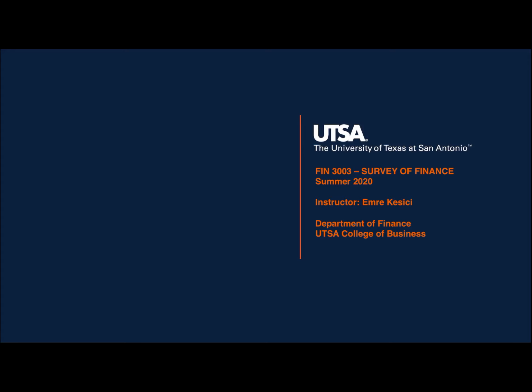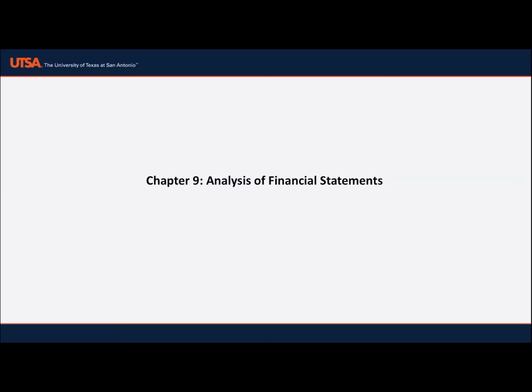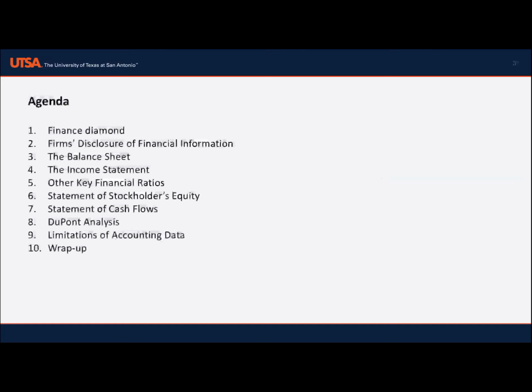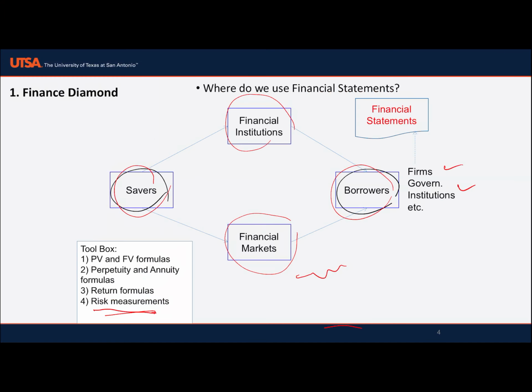Today we will cover Chapter 9, Analysis of Financial Statements. Today's agenda is I will give the finance diamond figure and explain the analysis of financial statements, where we can put the analysis in this figure, the firm's disclosure of financial information, and we will cover the balance sheet, income statement, other key financial ratios, statement of stockholders' equity, statement of cash flows, DuPont analysis, limitation of accounting data, and wrap up.